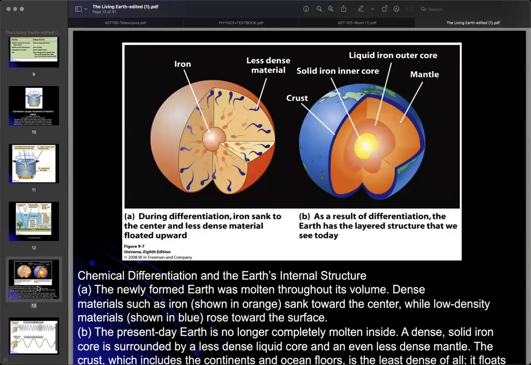Another important phenomenon to understand in the evolution of the Earth is the chemical differentiation. In the early stages of the formation of the solar system, the Earth was hot, molten, and homogeneous. All the material was homogeneous, but then the gravity towards the center of the Earth caused the heavier iron to sink and the less dense material to rise.